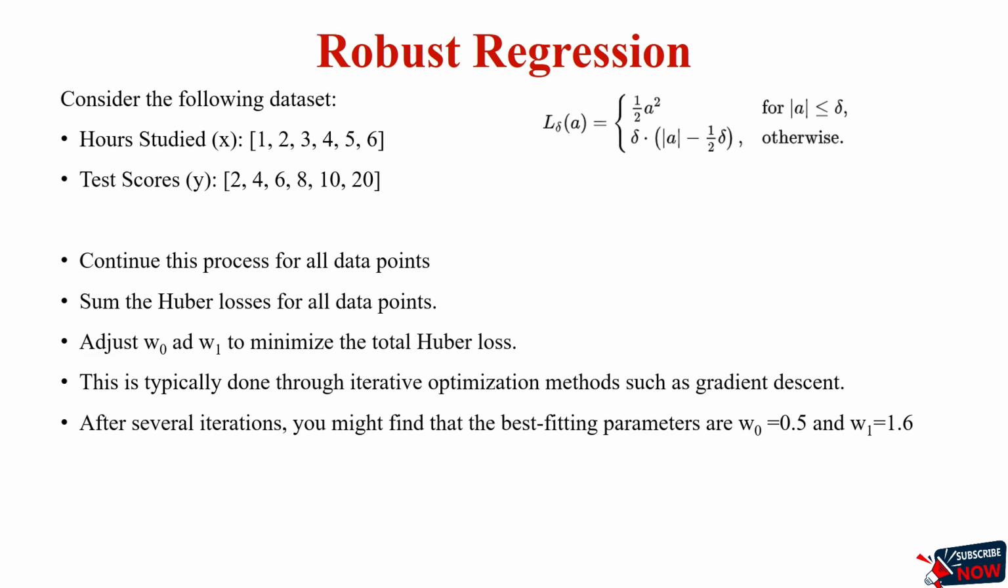For this example, the best fitting parameters are found to be 0.5 and 1.6 for W0 and W1 respectively. This is the Huber regression line. Once this line is found, we will be able to do the prediction. This is all about robust regression.